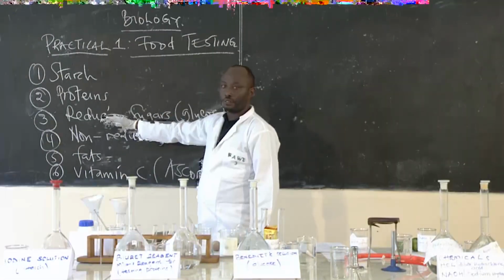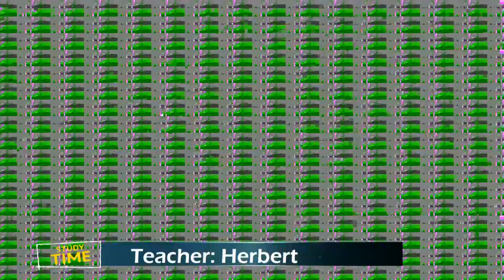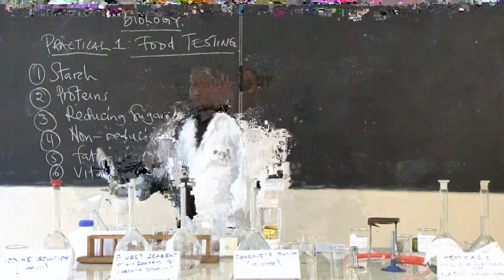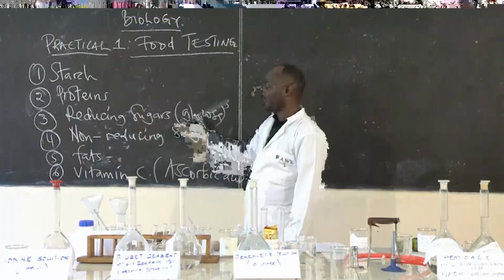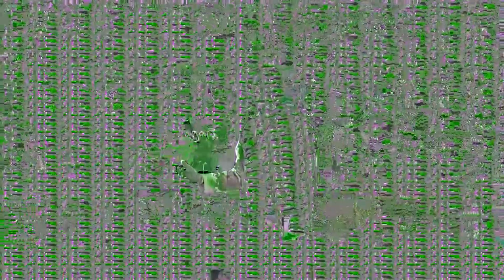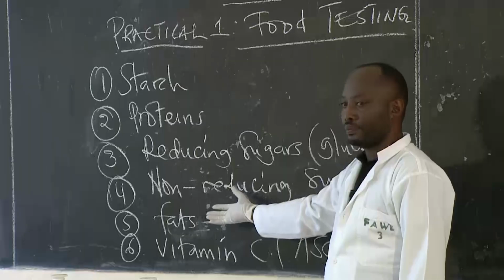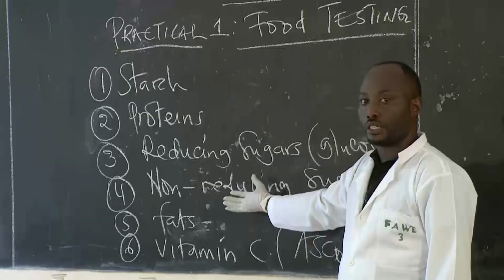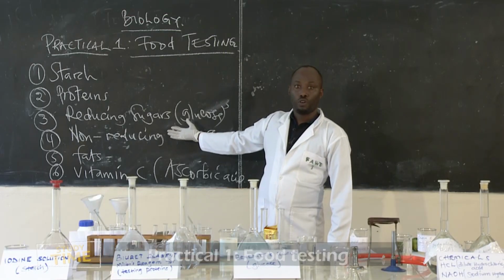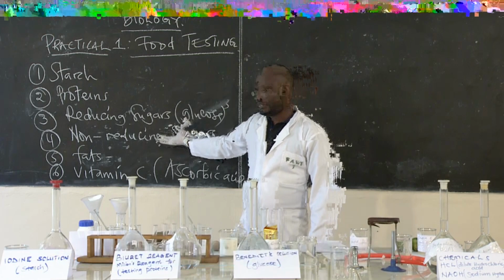If I say reducing sugars, I mean examples of reducing sugars. We have glucose, we have galactose, we have fructose. But the example we're going to be using today, we're going to be testing glucose as an example of reducing sugars. Next, we're going to test non-reducing sugars. If I say non-reducing sugars, I mean sucrose as an example of non-reducing sugars.